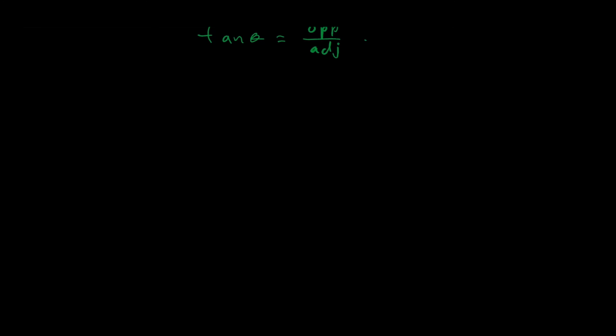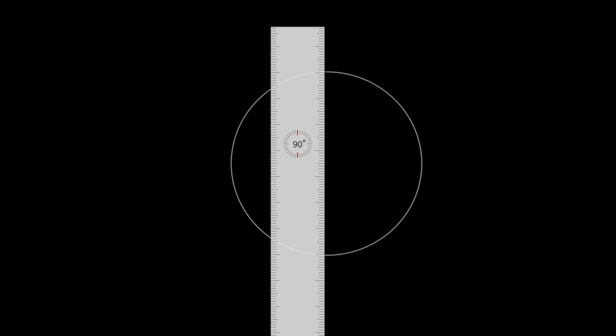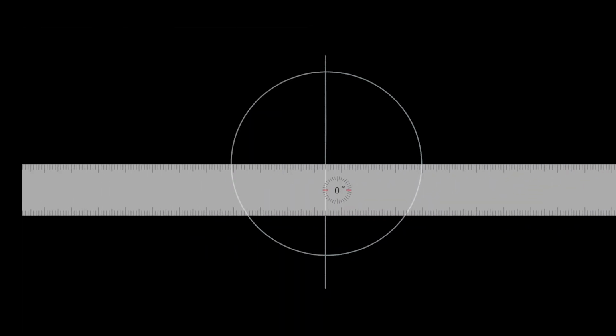let's get to explaining things. I'm going to draw a unit circle, and draw a Cartesian plane, an xy plane. There's our y-axis. Here's our x-axis.